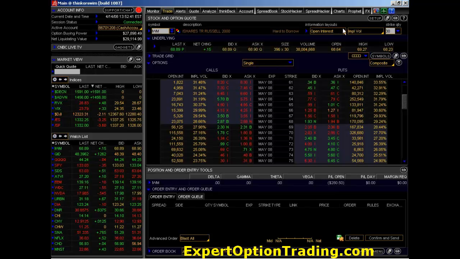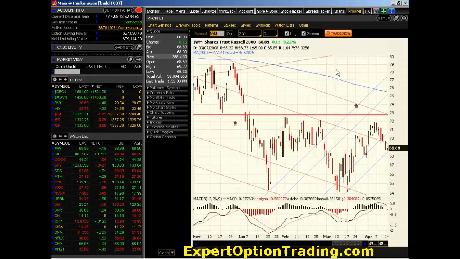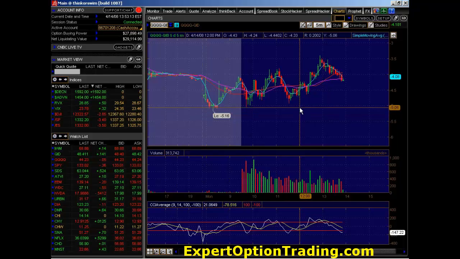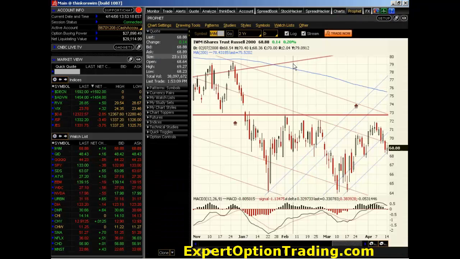So what we want to do is take a quick look at the graph of the IWM, and on the TOS platform, it's pretty easy. I tend to use the profit charts. I have the charts that TOS provides, but I have it preset for the technical analysis, the quick review of the market direction that I showed you in the videos on using the TOS platform. So normally when I take a look at an index or a stock, I'll use the profit charts.